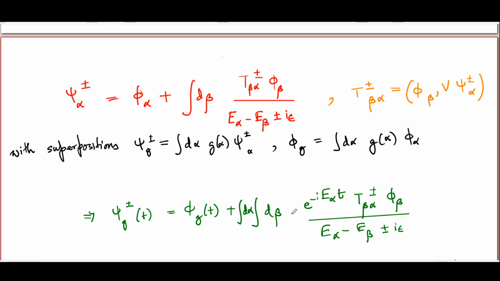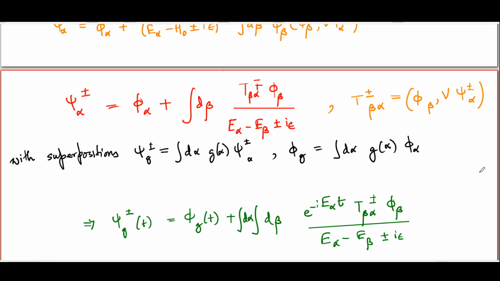We have already established that using plus i epsilon in the denominator makes this rather nasty looking double integral vanish in the limit t goes to minus infinity, which is why the combination psi g plus t goes over to phi g t in the limit t goes to minus infinity, thus justifying that these are actually in states. Similarly, using minus i epsilon in the denominator would make this double integral vanish in the limit t goes to plus infinity, justifying why the psi g minus are actually out states.